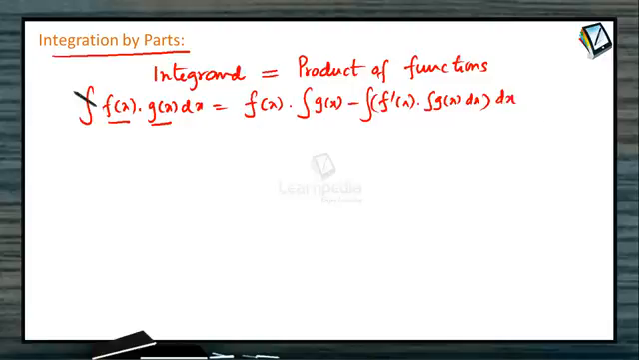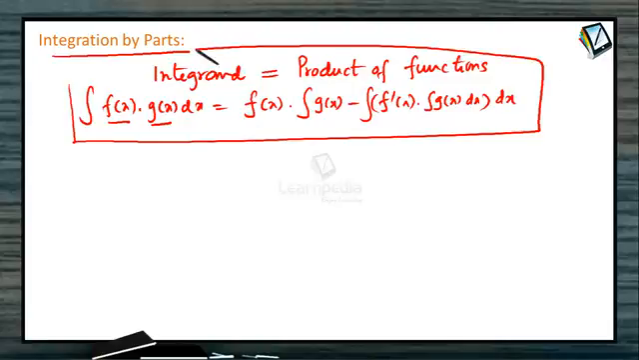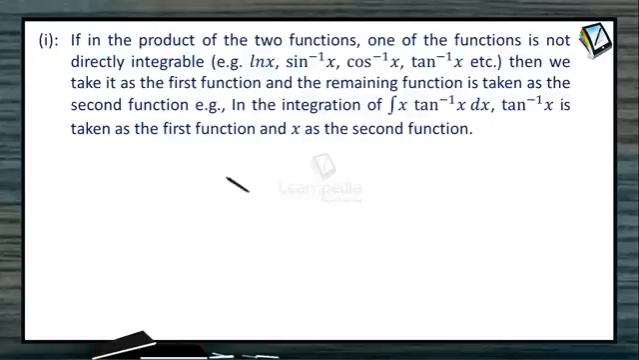Here the selection of first function is very important. You have to select the first function as if its derivative vanishes after 2 or 3 steps or finite number of steps. First of all, here we go with the very first rule that if in the product of two functions, one of the functions is not directly integrable like log x, sine inverse, cos inverse, tan inverse, then we take it as first function and the remaining function is taken as second.